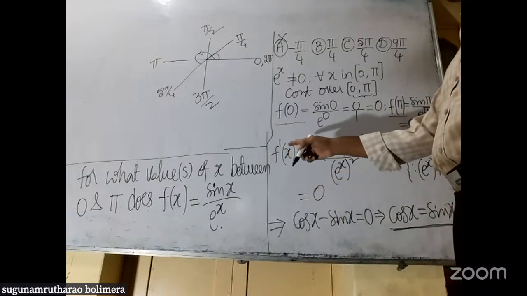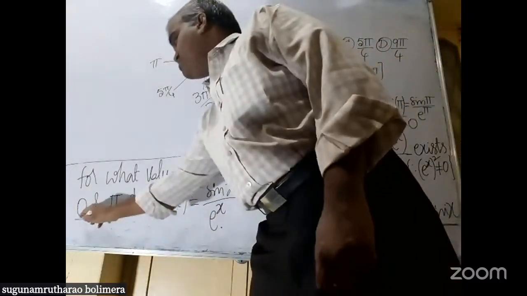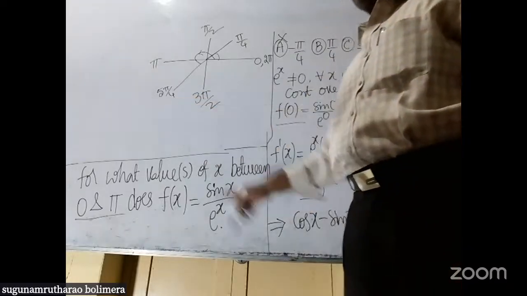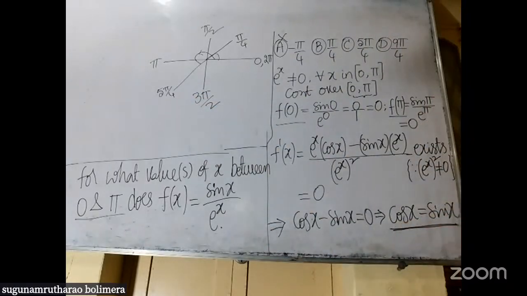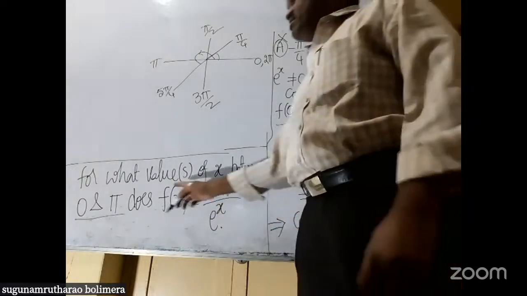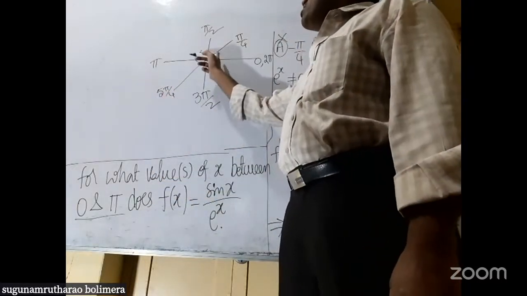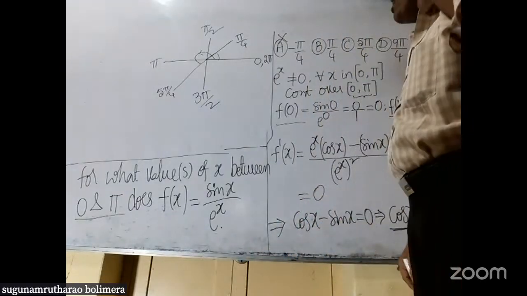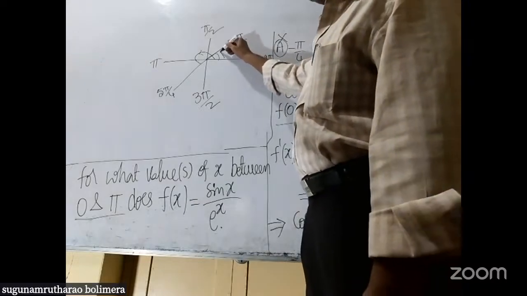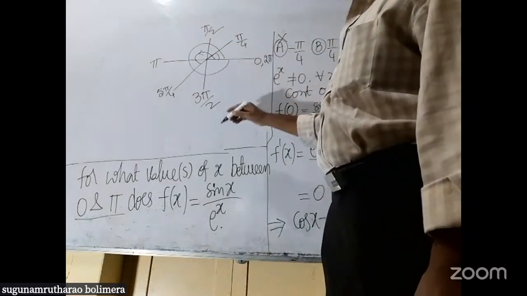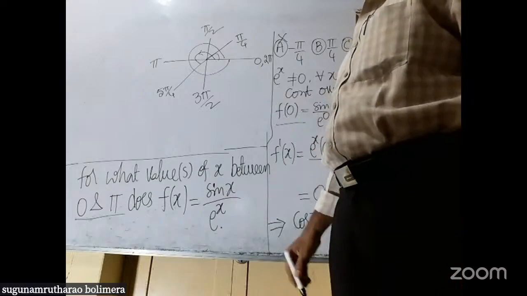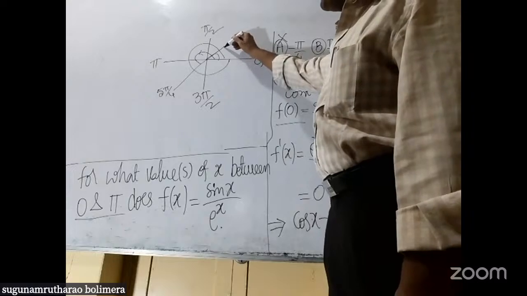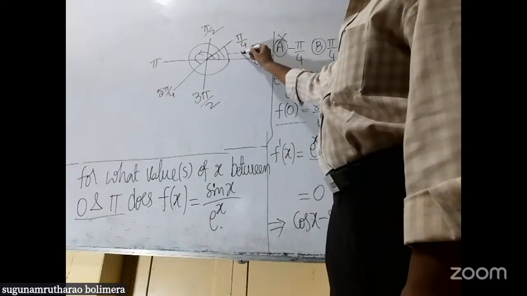What value of x between 0 and pi? This is the meaning. At 5 pi by 4 also cos x and sin x are both the same, but this 5 pi by 4 is not lying in between 0 and pi. And where is 9 pi by 4? After making one circulation, it will be completing 2 pi, and 2 pi plus pi by 4 will be 9 pi by 4.